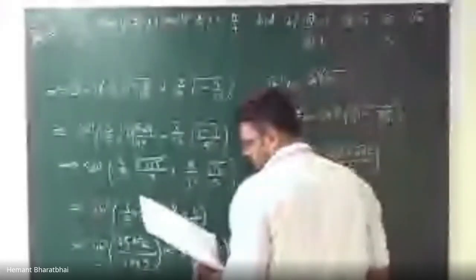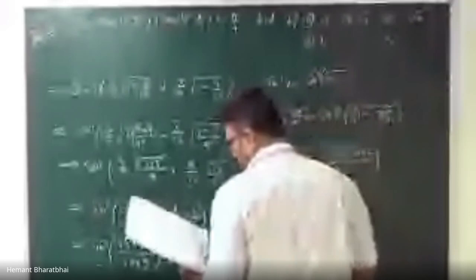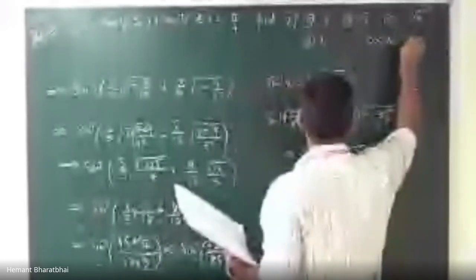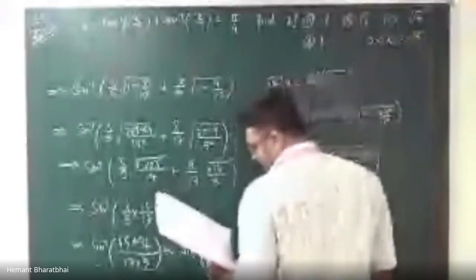Options are... option D is plus 1, and also given in the question is x is greater than 0 and less than root 6. Find it.